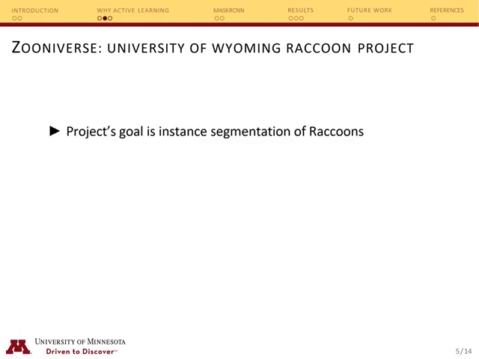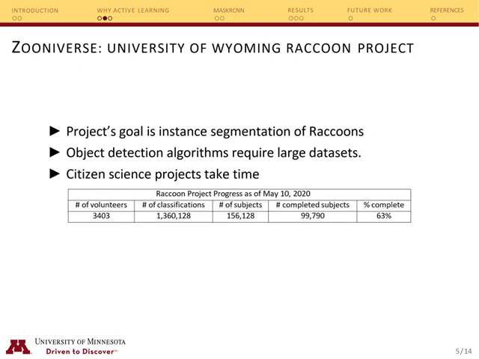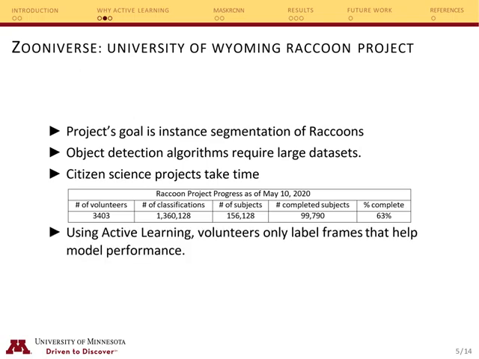One example of the projects at Zooniverse is the University of Wyoming Raccoon Project. The project's goal is instance segmentation, which I'll be explaining in the next slide. Object detection algorithms require large datasets. The project was published 3 months ago, and as you can see, is 63% to completion. However, using active learning, volunteers will only label frames that help model performance, which will decrease the amount of data necessary for labeling, as some frames can be similar to each other.